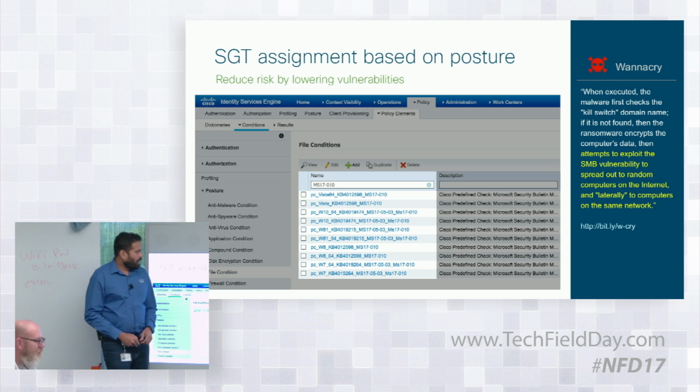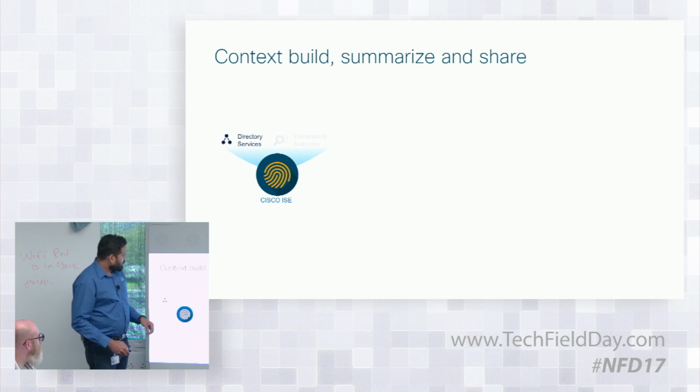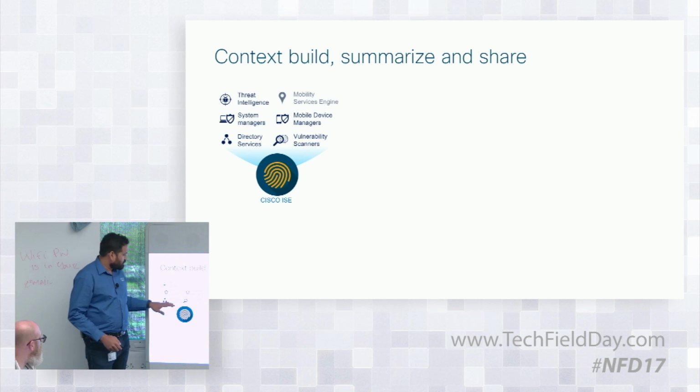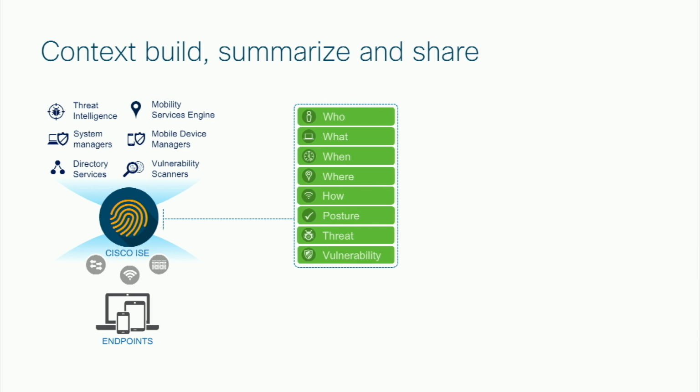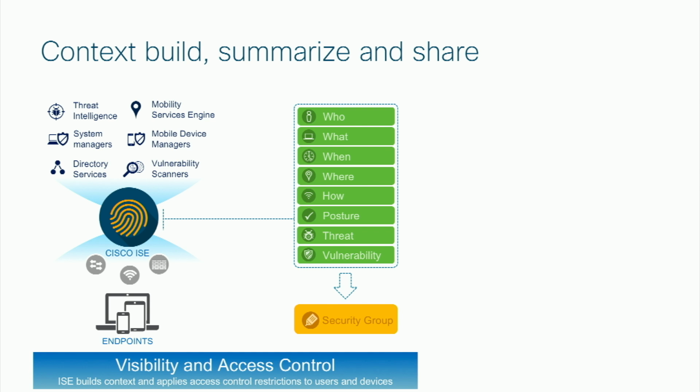All right, so we now know that ISE integrates with a lot of different services like mobile device managers or device managers, directory services, and vulnerability scanners. Across wired, wireless, and VPN connections, which are the three main avenues by which someone can get onto the network, we can assess the endpoint and build the context. I just explained how we build this context. We can also summarize this context into a security group.